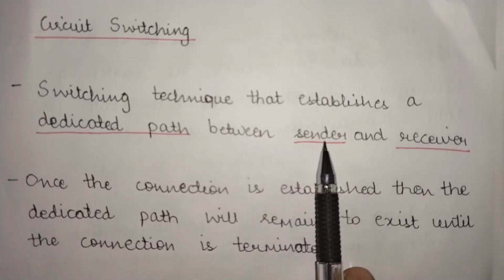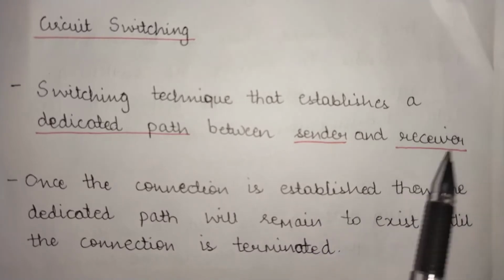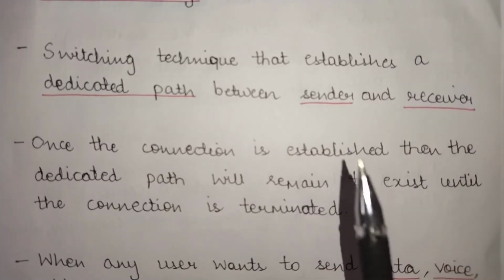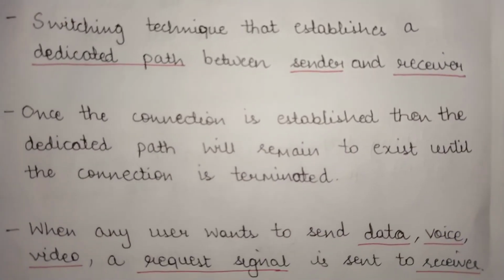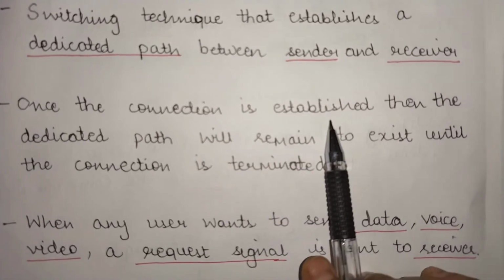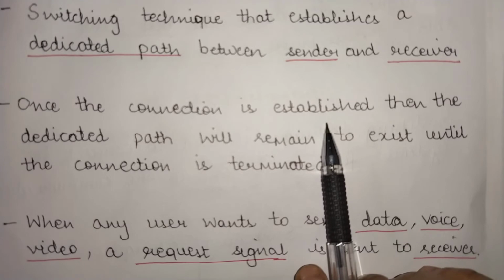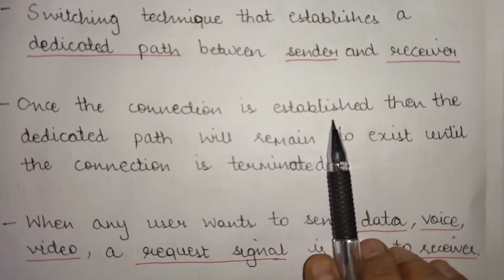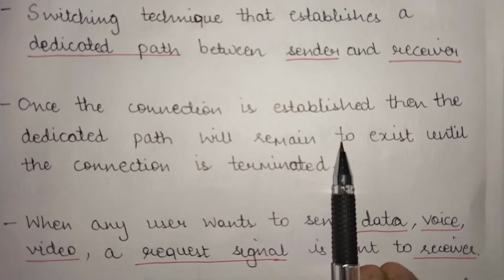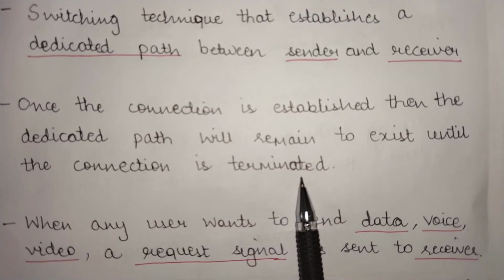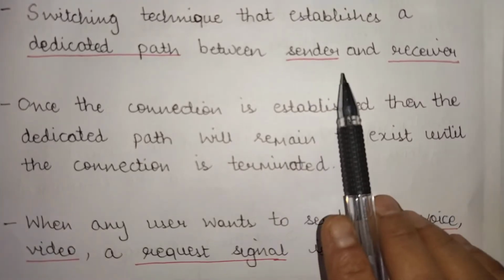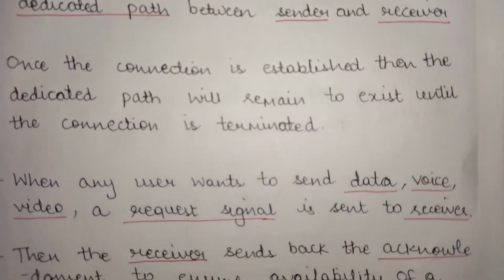That means a path that is exclusively reserved for that particular sender and receiver, and no other sender or receiver can transmit data through that path, hence dedicated path. Once the connection is established, and the first and foremost thing here is connection establishment, only then you can transmit the data. Once the connection has been established, the dedicated path will remain in existence until the connection is terminated, right? Until then, this dedicated path will remain there for this particular sender and receiver.